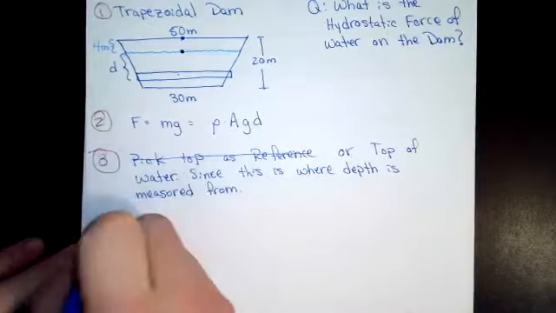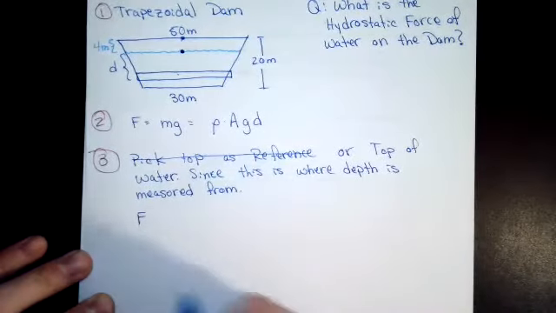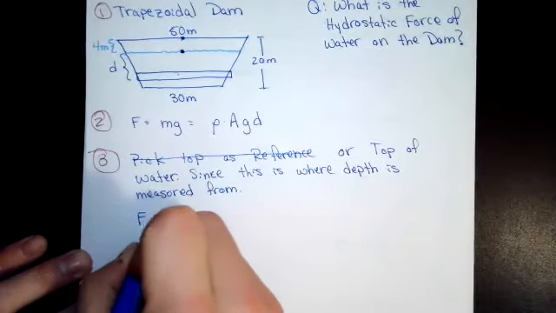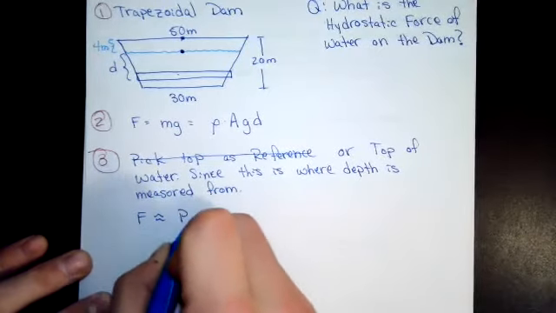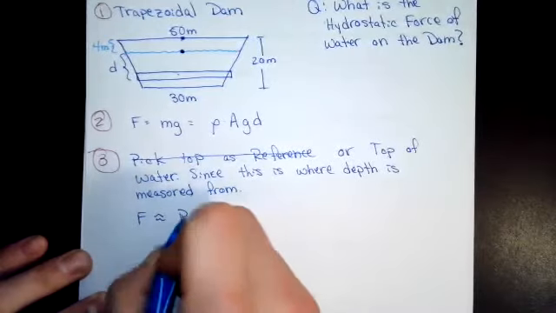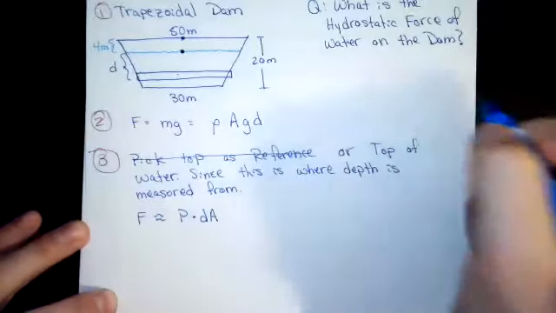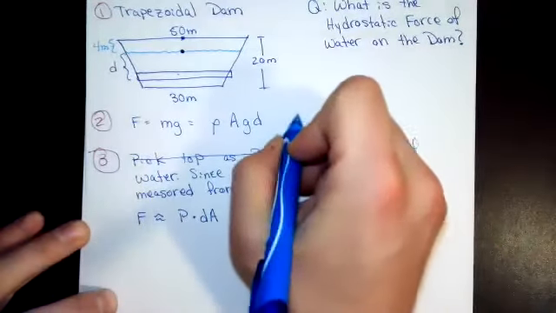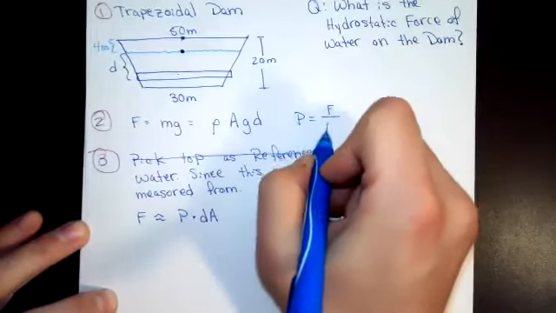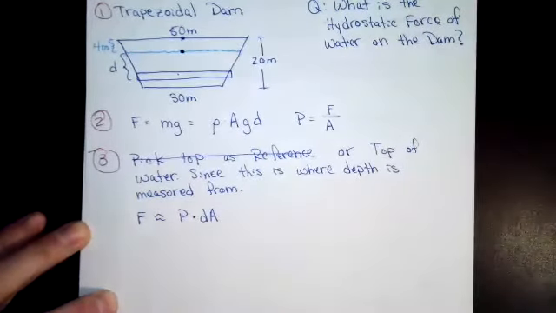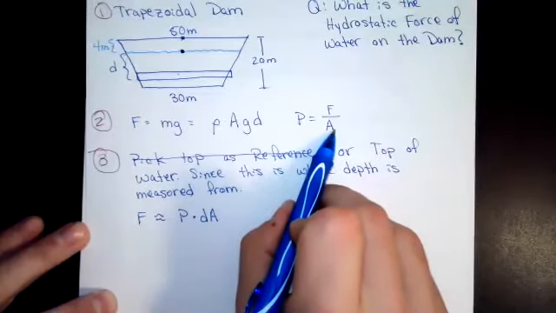So what is our force? Our force is essentially our pressure times the area. This is another generic equation: pressure is just the force per unit area. So of course, naturally the force is pressure times area.